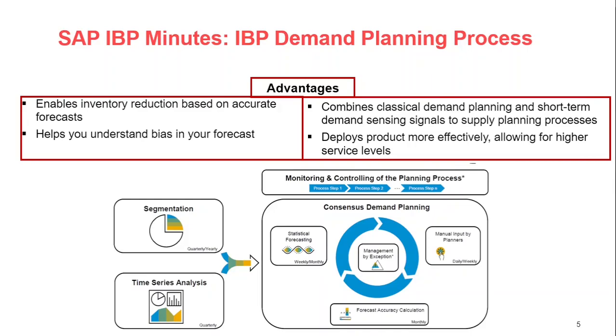Let's understand the advantages of having a very good demand planning process in an organization. The first advantage is that you can reduce inventory when you have very good forecast accuracy. Let's say you have 94 percent accuracy. It means you have just a 5 percent difference between your sales history and the forecast, so you have very good forecast accuracy.